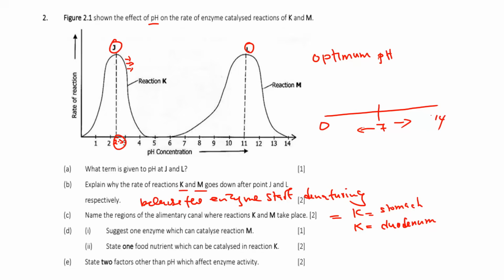Then suggest one enzyme that can catalyze reaction M. So in the duodenum, you find enzymes such as peptidase.